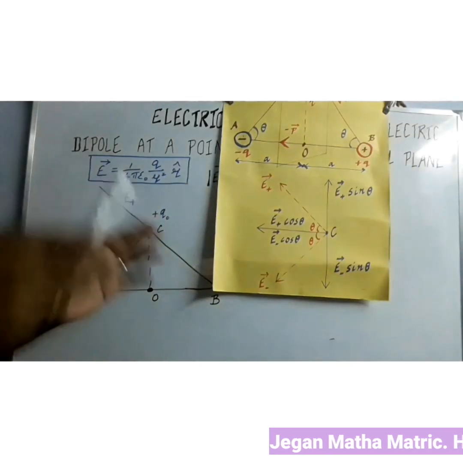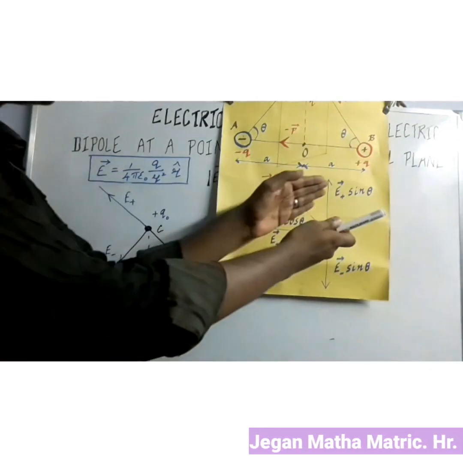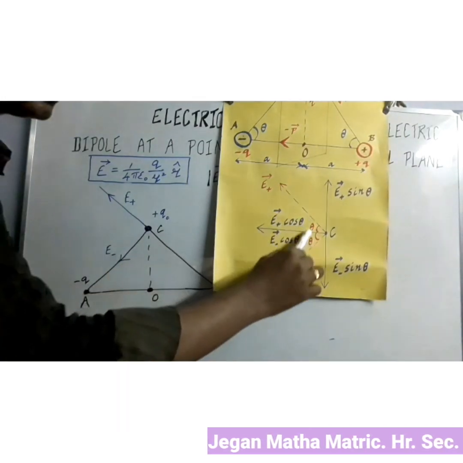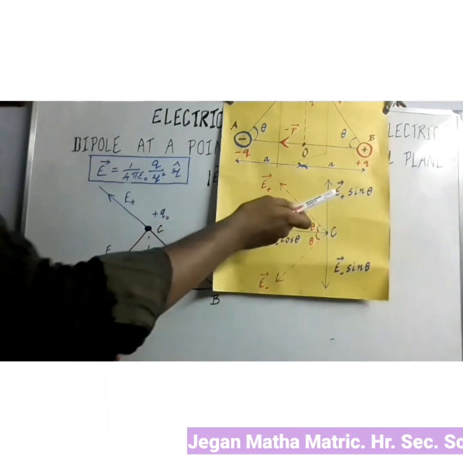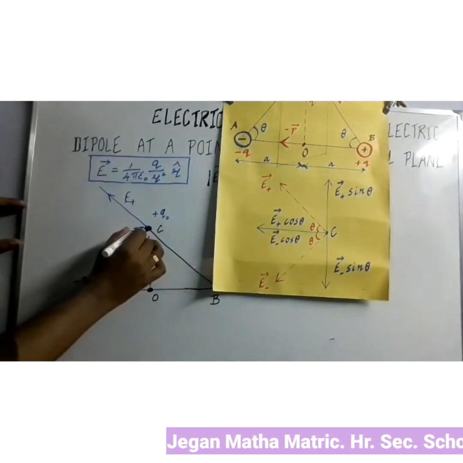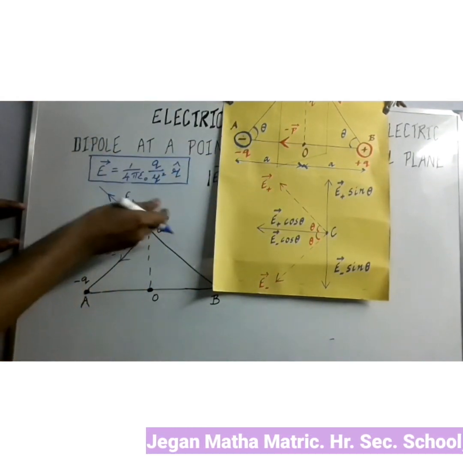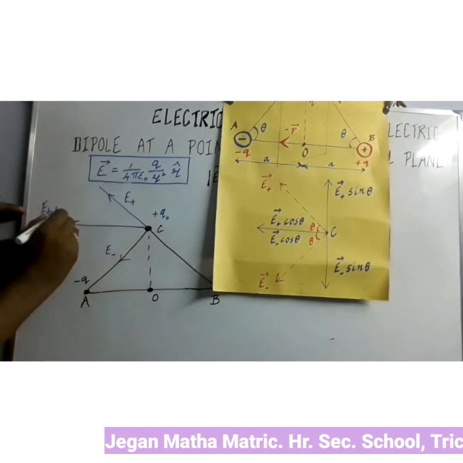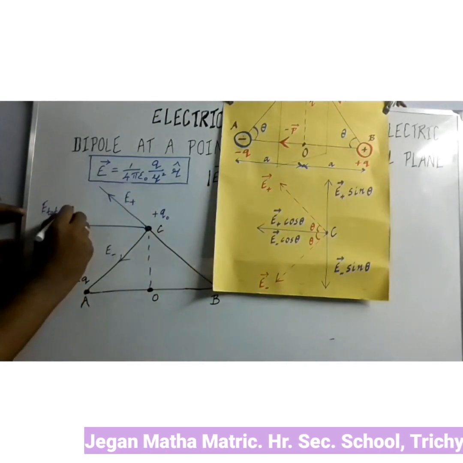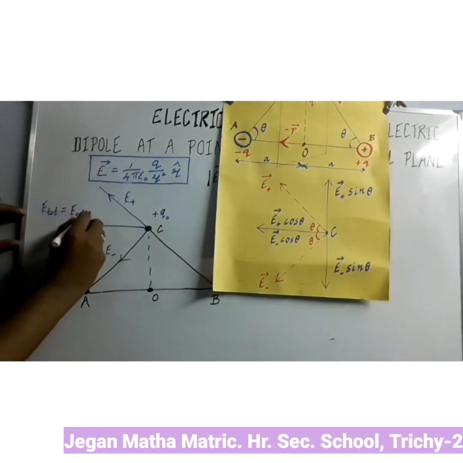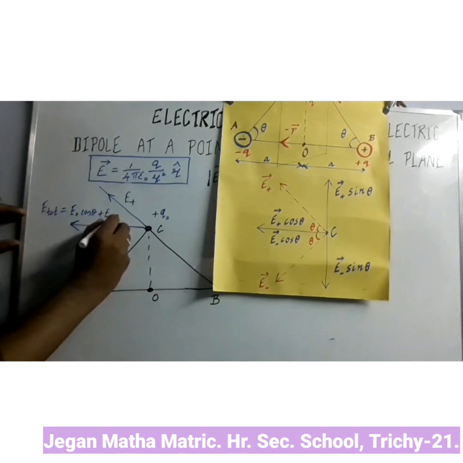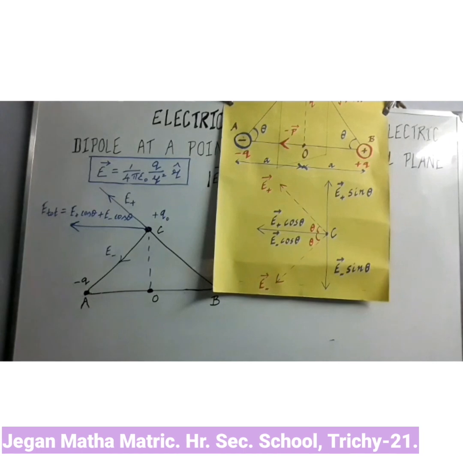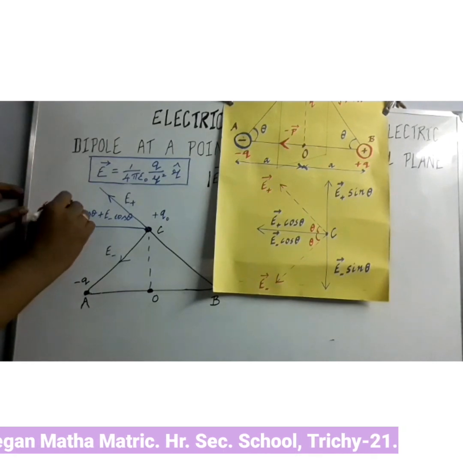From the diagram you can easily understand the perpendicular components are in opposite directions, they both can be cancelled. But what about the parallel components? They both are in the same direction, they can be added. So here resultant electric field acts along this direction, so E, total electric field at the point C, is equal to addition of the two components, E plus cos theta plus E minus cos theta. We have to include the vector symbol also.